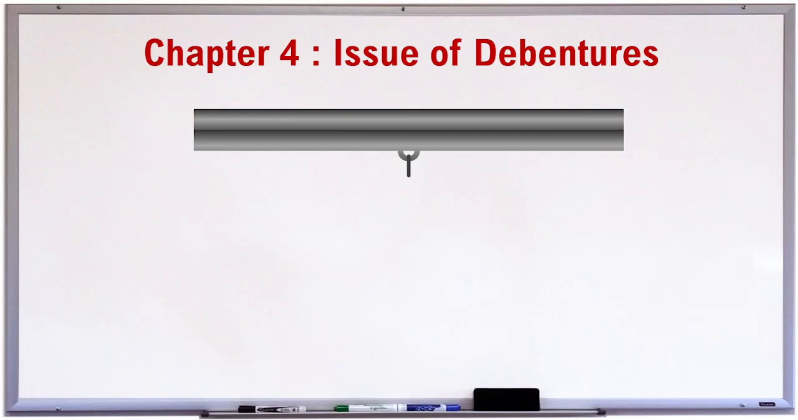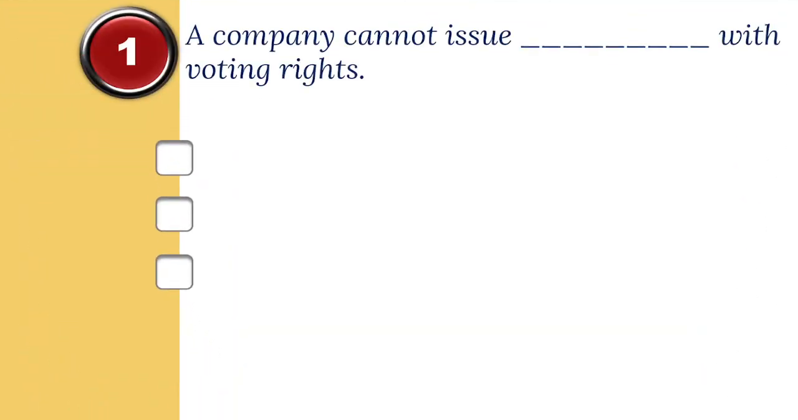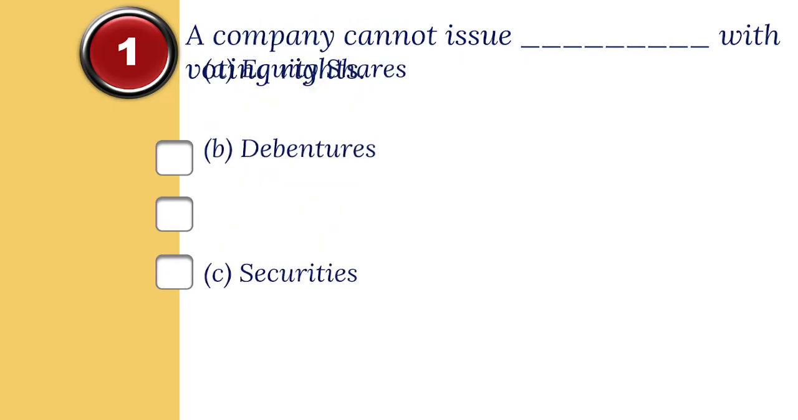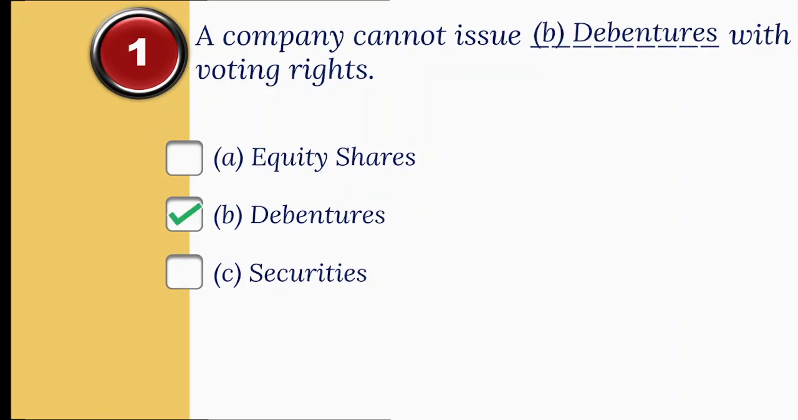Chapter 4. Issue of Debentures. Question 1. A. Select the correct option, and rewrite the sentences. 1. A company cannot issue dash with voting rights. The options are A. Equity shares, B. Debentures, C. Securities. And the correct option is B. Debentures.